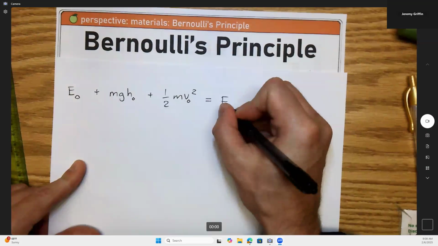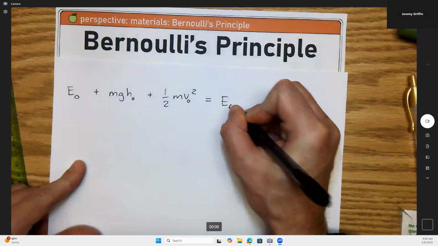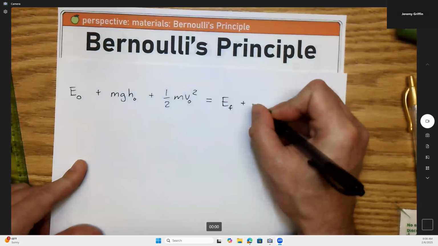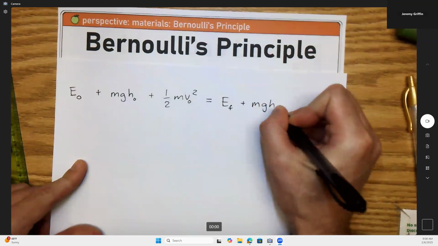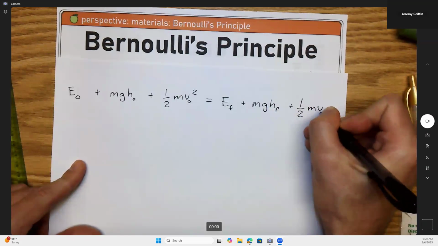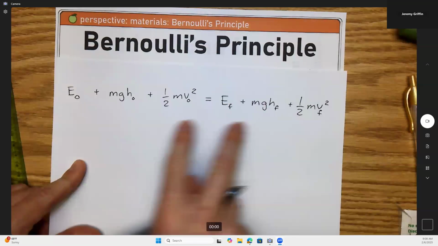Maybe it has some different kind of energy. Maybe it's thermal energy or spring energy or whatever kind of energy it could take, right? Plus maybe it changes elevation, so I got some different MGH. Plus maybe it changes speed, so I have some different 1/2 mv squared. So little subscripts to show initial and final.